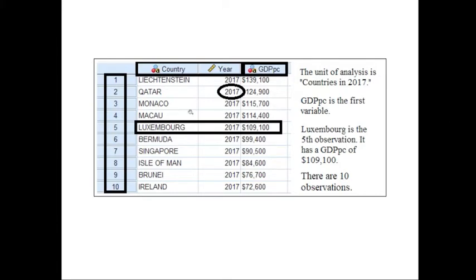Next, the rows are where you enter in the data for the individual observations. So for observation 5, the country is Luxembourg, the year is 2017, and the value for GDP per capita for Luxembourg in 2017 is 109,100. Also note that the number of rows in SPSS tells you how many observations there are in the data set. Each observation includes an individual subject with values for each variable. So in this data set, there are 10 rows, so there are 10 observations.